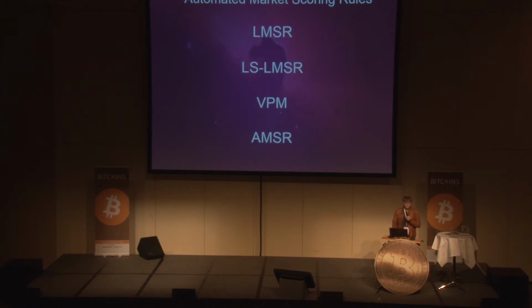There's a few other fancy types that don't really work as well. One's made by Microsoft. It's called the volume parameterized market scoring rule. And the last one is basically one that allows you to make more profit. But the problem with that is people can set the odds. And so that works well for things like wagering on sports, but it's not really good for information.